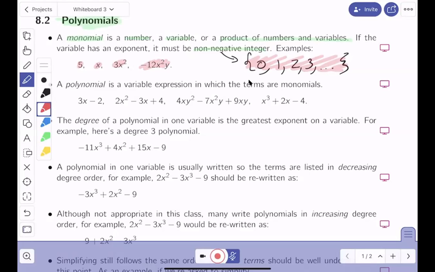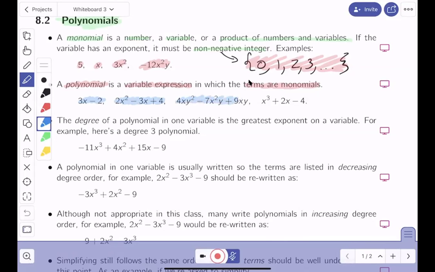So a polynomial is a variable expression in which the terms are monomials. All right, let's look at that. This has two terms. The two terms are as follows: 3x, and the other term is actually minus 2. The reason for that is we think of polynomials as being addition of terms. This is a polynomial. There are 3 terms there. First term is 2x squared, a monomial. The second term is actually minus 3x, a monomial. And the last term is 4, which is also a monomial.